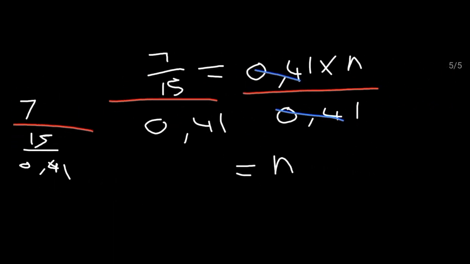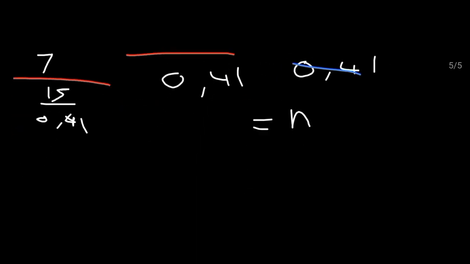So when I do it this way, 7/15 divided by 0.41, I get a value of 1.1382. I'm rounding off, remember, because the final answer is 1.14. I rounded off to 2 decimal places. Okay, so guys, the formula, we are looking for the number of years again.